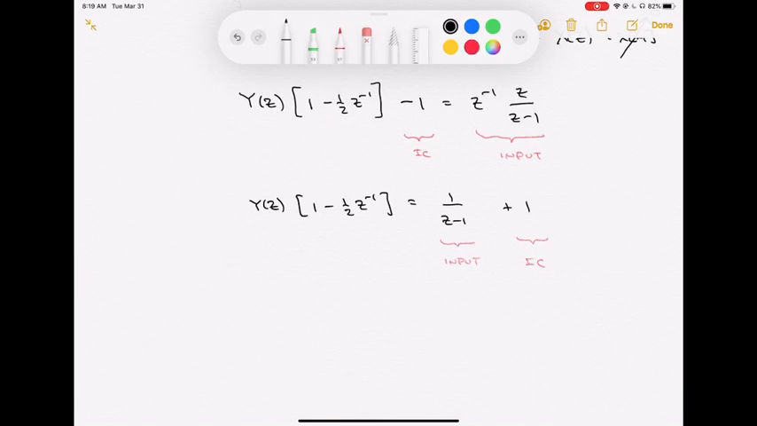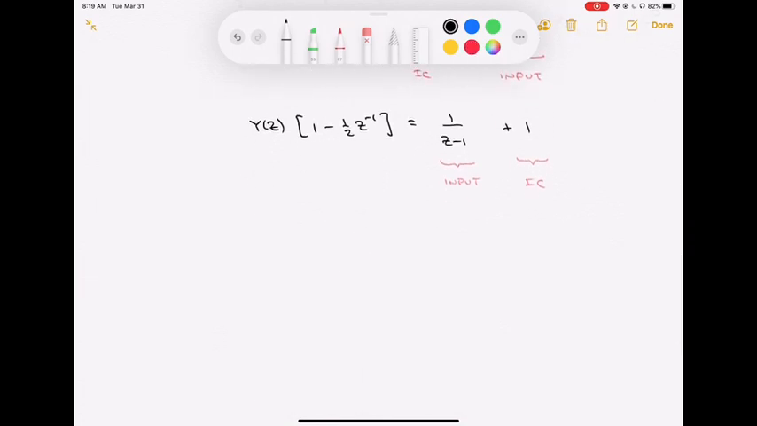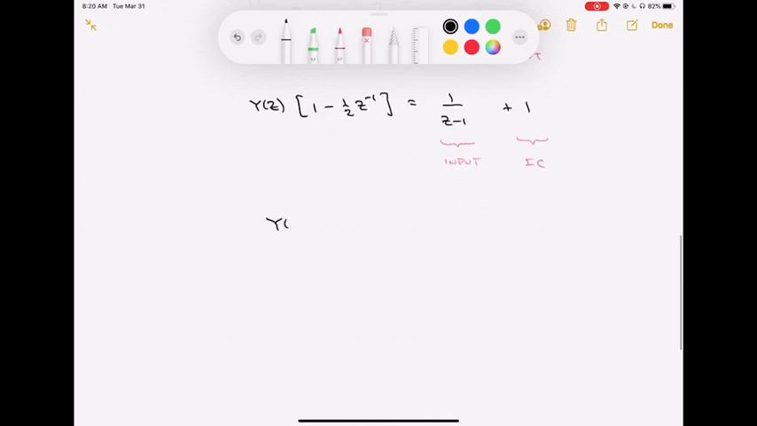Now I'm going to go ahead and divide both sides by that 1 minus 1/2 z to the minus 1. That will leave just Y of z on the left-hand side. So I have Y of z on the left-hand side, and that's going to be equal to 1 over z minus 1 in there, times 1 over 1 minus 1/2 z to the minus 1, and then I have a plus, and I'm going to have a 1 over 1 minus 1/2 z to the minus 1.